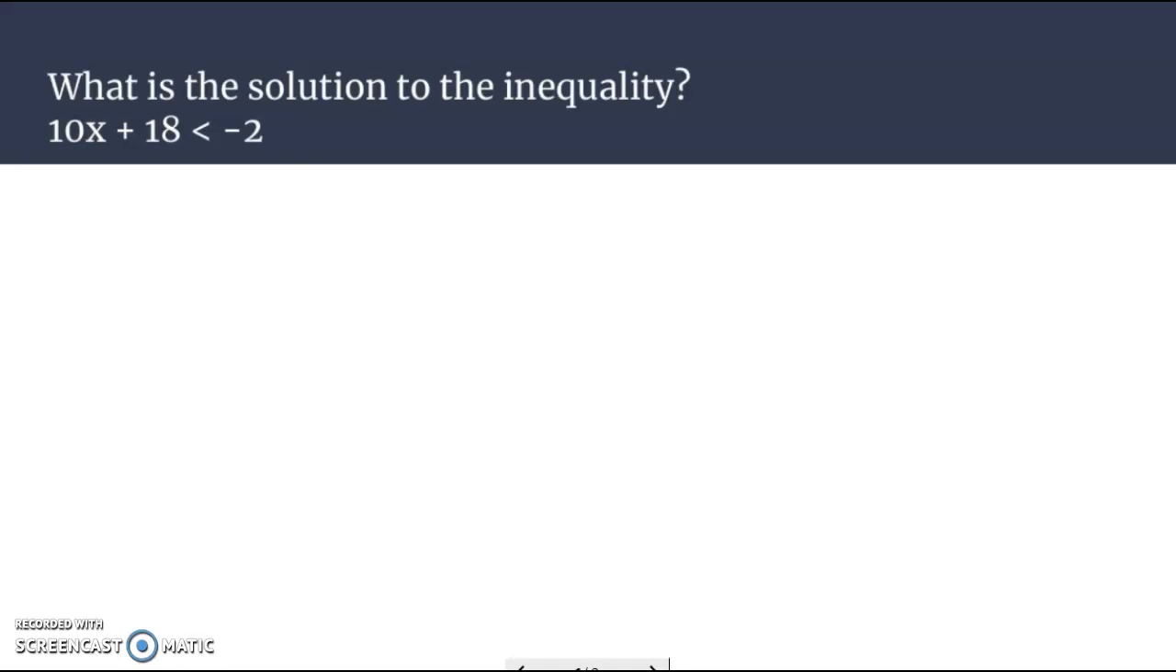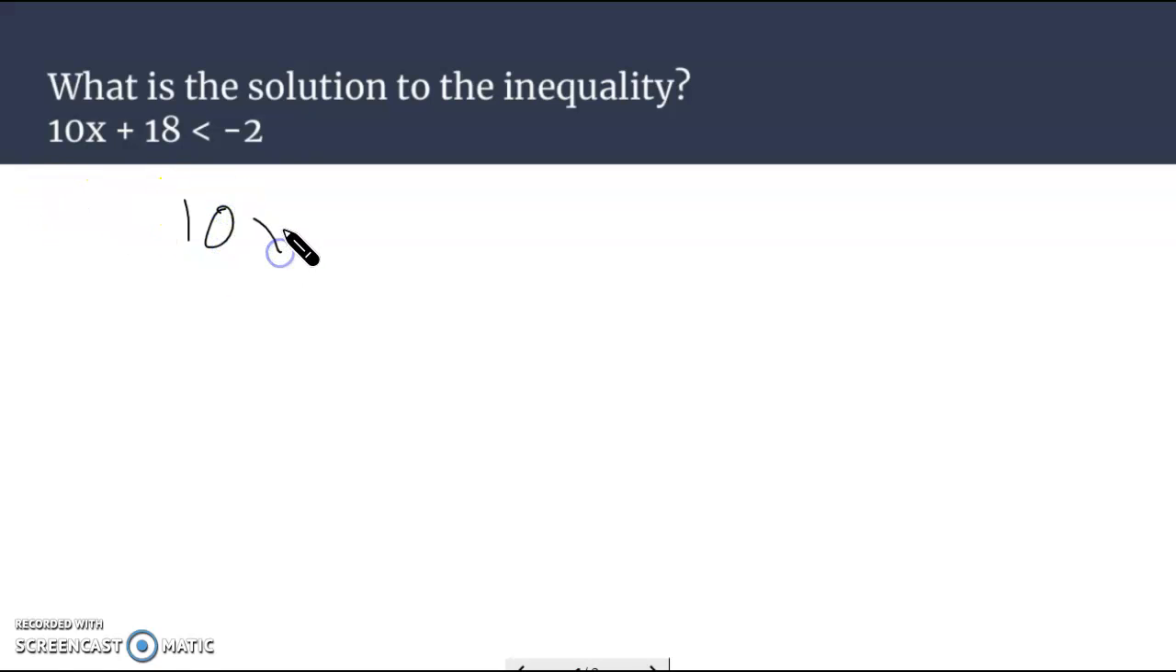Welcome back, everybody. We're going to be talking about inequalities, multi-step inequalities, where we have to do 2 or more steps to find the answer. And we have to remember to apply the rules of inequalities when determining the solution. So let's look at this first one here. 10x plus 18 less than negative 2.